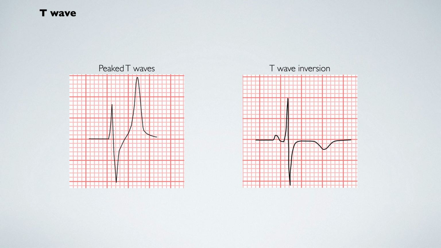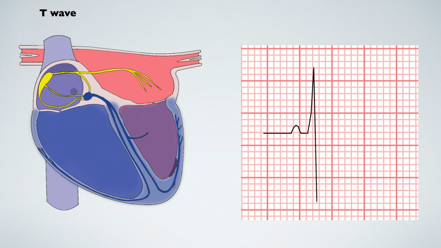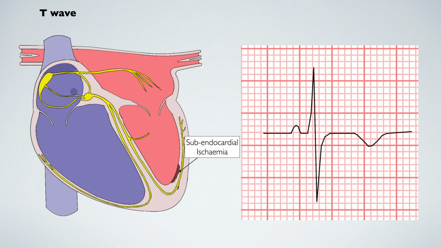Next up is T-wave inversion. The most important cause of T-wave inversion is myocardial infarction. Consider T-wave inversion as an alternative presentation for subendocardial ischemia. In this presentation, as the electrical activity flows through the heart, ventricular depolarization occurs. But as we get to repolarization, the ischemic cells cause a change in the repolarization vectors and produce our inverted T wave.